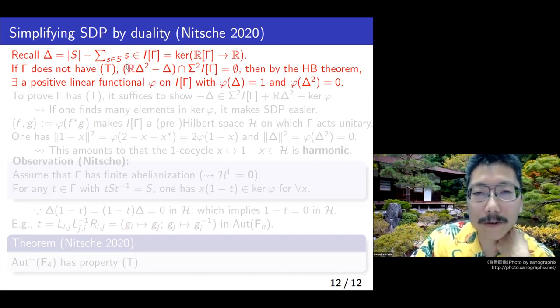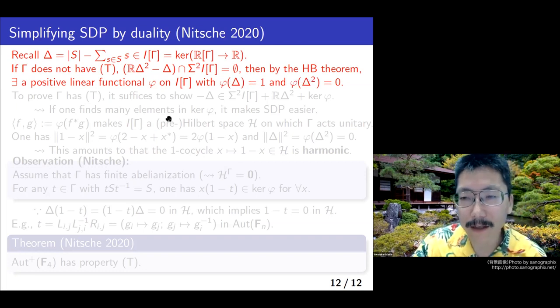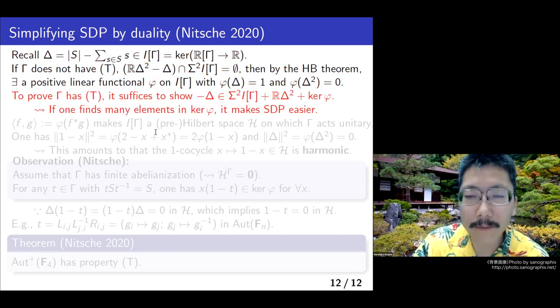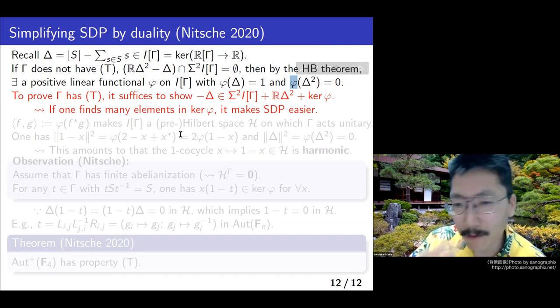So you want to prove that this inequality holds. If Gamma does not have property T, then this set is empty. So by the unbalanced separation theorem, you get some positive functional which separates Delta and Delta squared at 0. This is actually a harmonic cocycle. The unbalanced theorem produces some harmonic cocycle phi, and you don't know what it is.